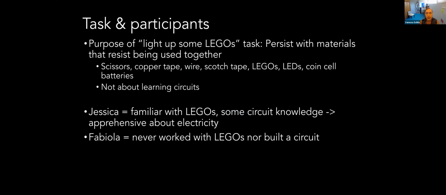In this case, the task was to light up some Legos. The focus was to get them to persist with materials that resist being used together. We provided scissors, copper tape, wire, Scotch tape, Legos, LEDs, and coin cell batteries. These materials misfit. So even when you have someone who's experienced with both Legos and circuits, this often ends up being a task that takes around half an hour to 45 minutes. The Legos just don't fit in well with the coin cell batteries. The tolerances are tight on Legos, and so the copper tape is difficult.